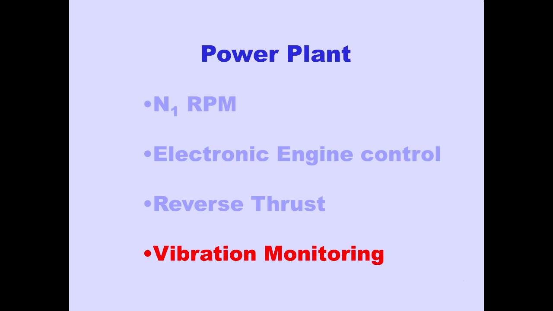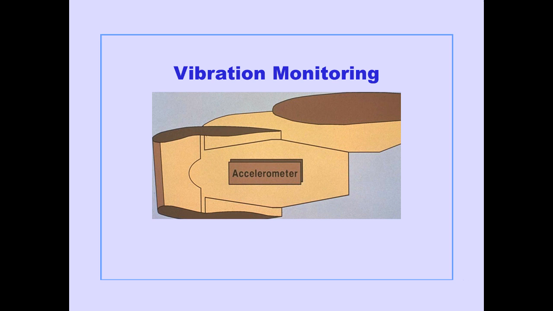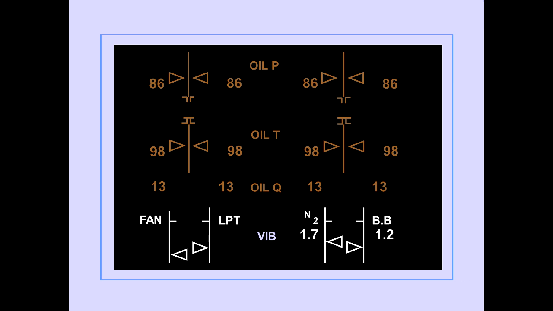Now let's discuss vibration monitoring. The vibration monitoring system monitors engine vibration levels to track rotor imbalance. 2 accelerometers are located on each engine. The accelerometers sense vibration caused by N1 and N2 shaft rotation. Engine vibration indications are displayed on ICAS as part of secondary engine indications.